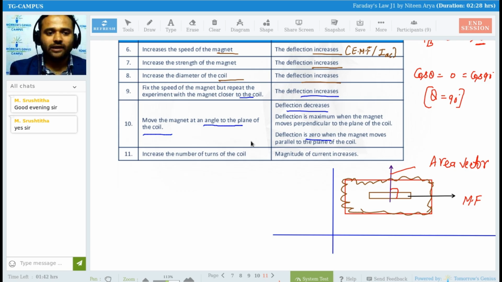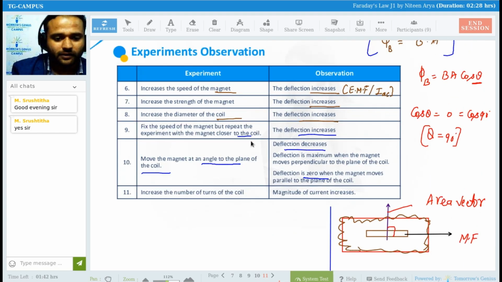Or the conditions where it is going to decrease: either we decrease the area of the coil, like see, when I increase the magnet or the speed of the magnet, simple phenomenon, the EMF or deflection is increased. So if I decrease the speed, it is going to decrease also. If I decrease the strength of the magnet, it decreases also. If I decrease the diameter of the coil, it decreases also. Clear? So these are the conditions of decreasing.